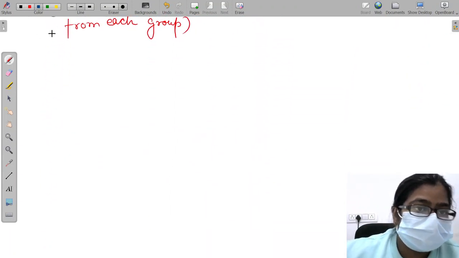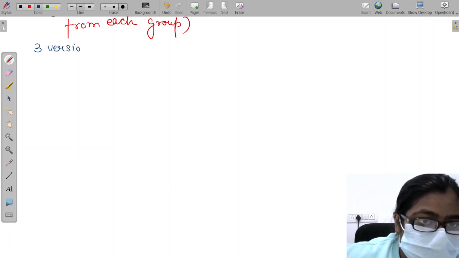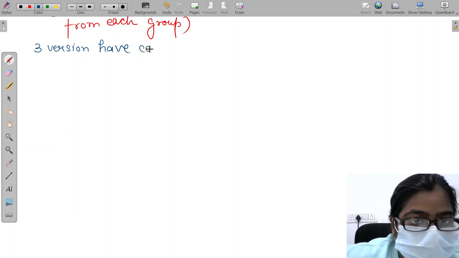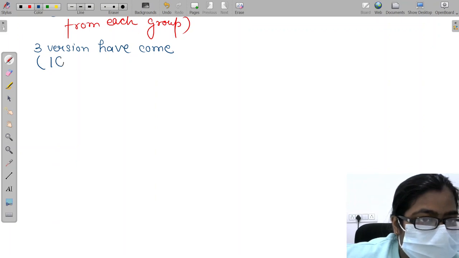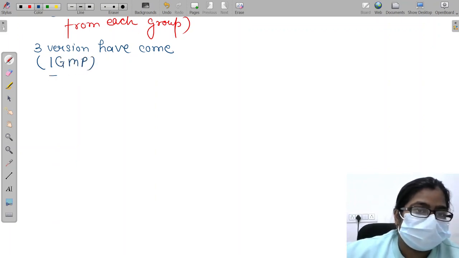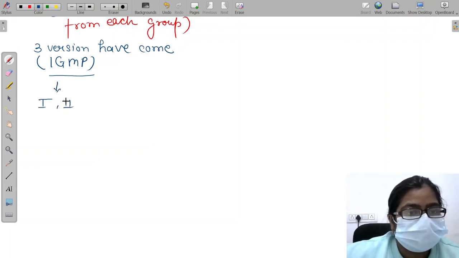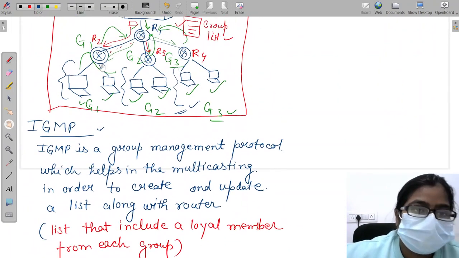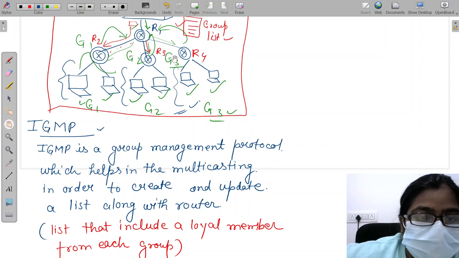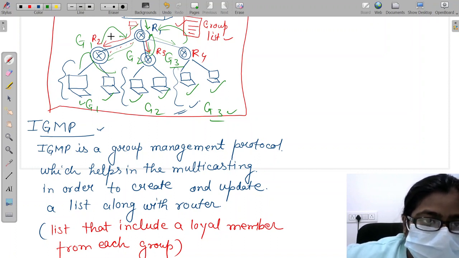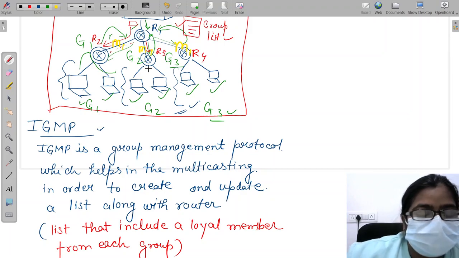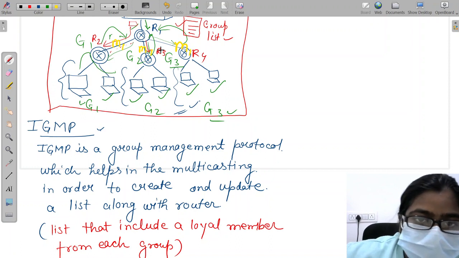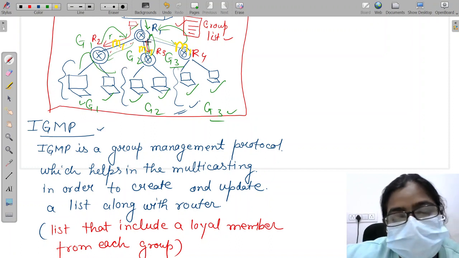There are three versions that have come of IGMP, the Internet Group Management Protocol. In the first and second versions, a receiver would receive any coming packet. Means if there is a message M1 coming to all three, then all three will definitely receive this message without caring where it is coming from.